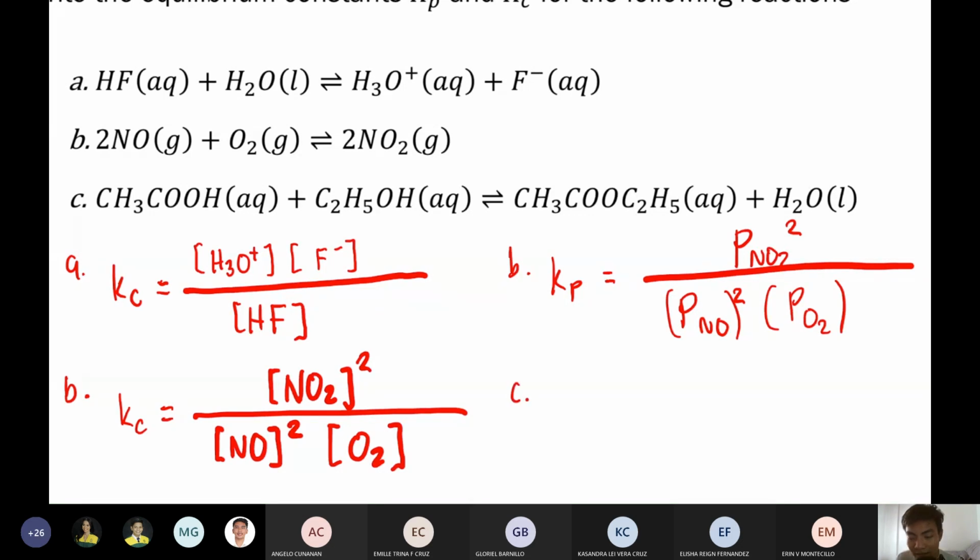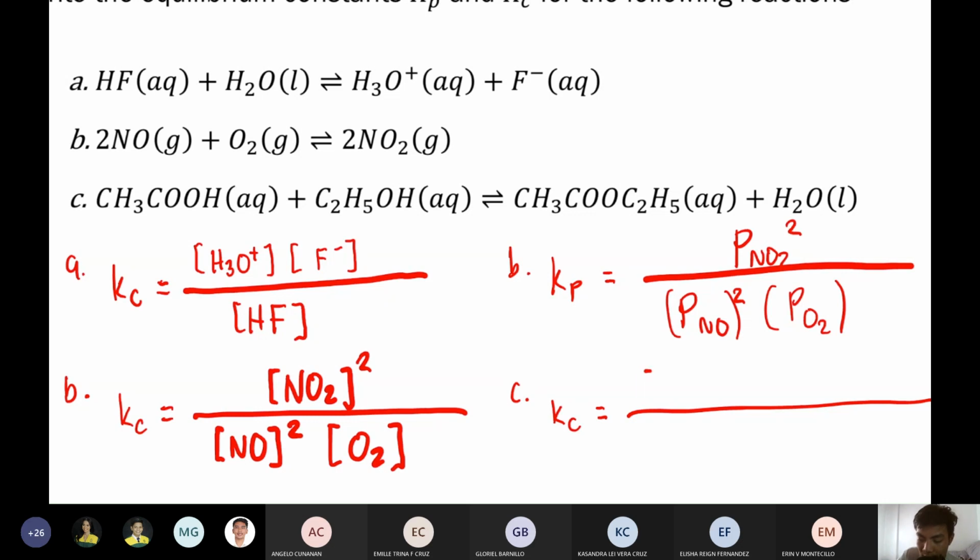How about letter C? How are we going to write the equilibrium expression for this one? Okay, so lahat yan naka-aqueous except for liquid water. So that means we only have Kc for this equation. So let's write Kc equals to numerator, denominator. Numerator, yung product. Denominator, yung reactant. So on the numerator, we have the CH3COO, C2H5.